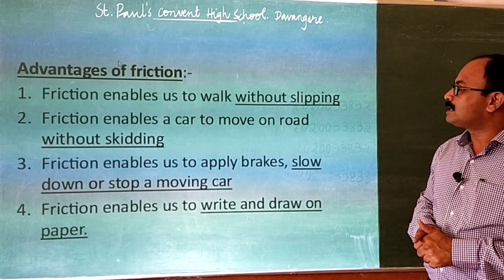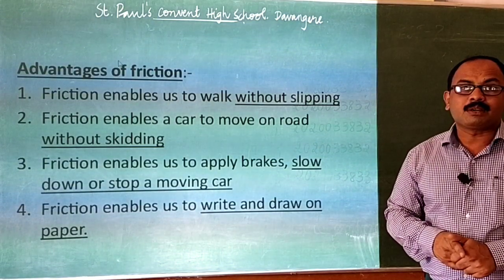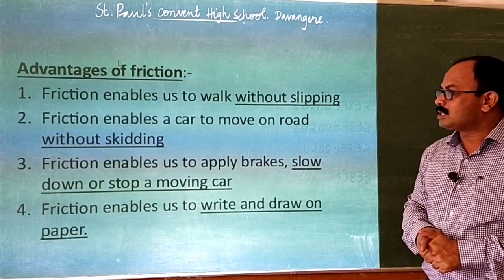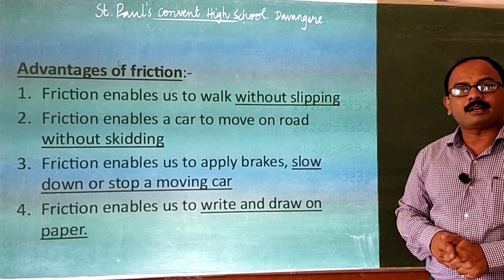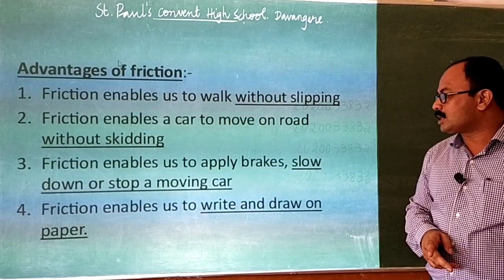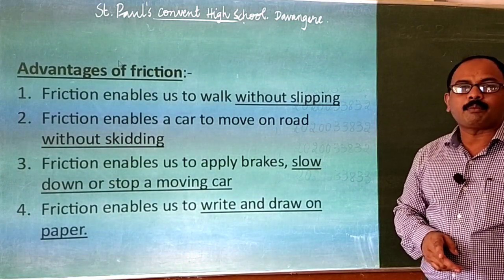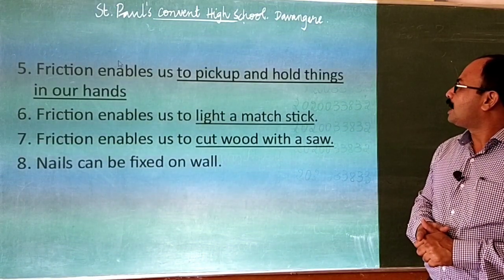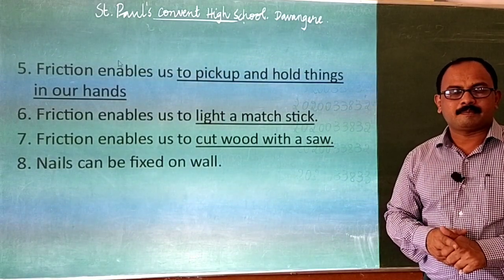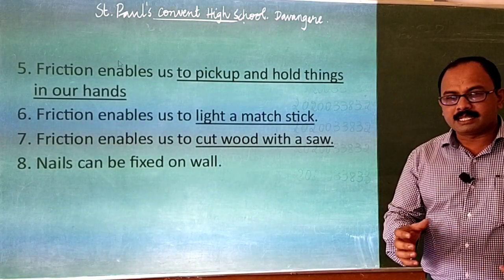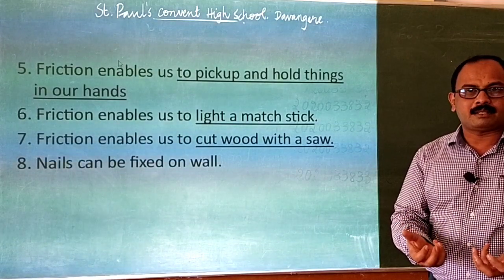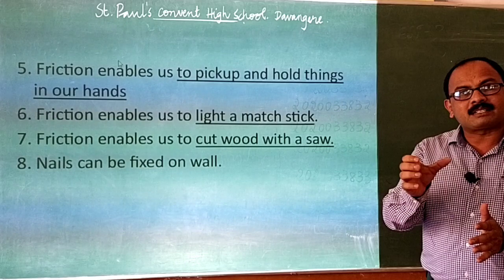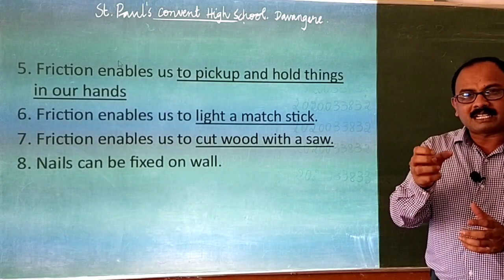Second, friction enables a car to move on a road without skidding. Friction enables us to apply brakes, slow down or stop a moving car. Friction enables us to write and draw on paper. Friction enables us to pick up and hold things in our hands. It is easy to hold things in our hands because of the friction between the palms and the object, the object remains in our hand.